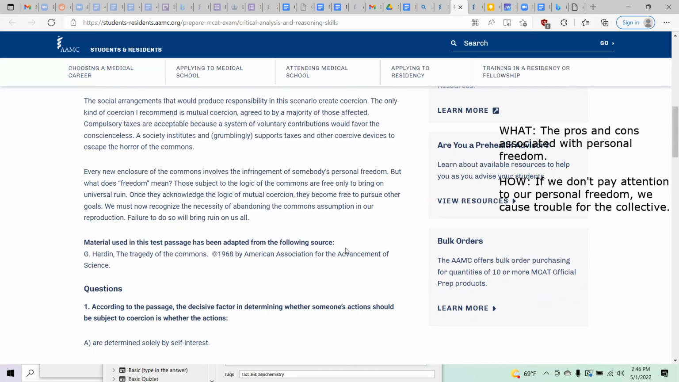But what does freedom mean? Those subject to the logic of the commons are free only to bring on universal ruin. Again, obviously, we're going to highlight this. Once they acknowledge the logic of mutual coercion, they become free to pursue other goals. We must now recognize the necessity of abandoning the commons.